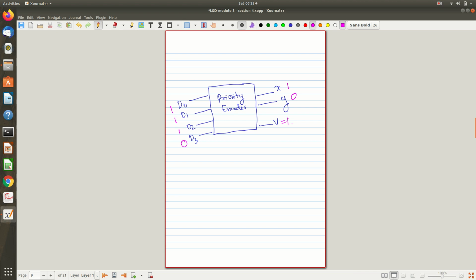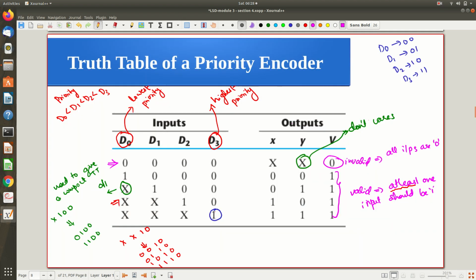So valid bit is going to give you a 0 when all the inputs are 0, because that is meaningless, right? Hope it is clear, right? So that is what we have written here. So when all the inputs are 0, valid bit is 0 and output can be anything. They are just don't cares. Then if D0 is 1, and all other higher priority inputs are 0, that is why you are considering D0, because out of the inputs, the highest priority input which the user wants to convert is D0.